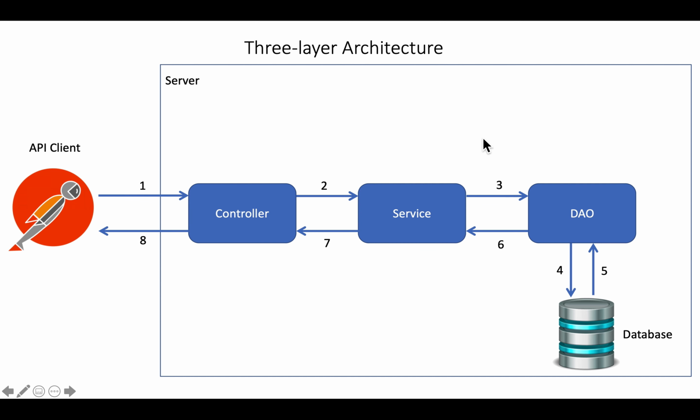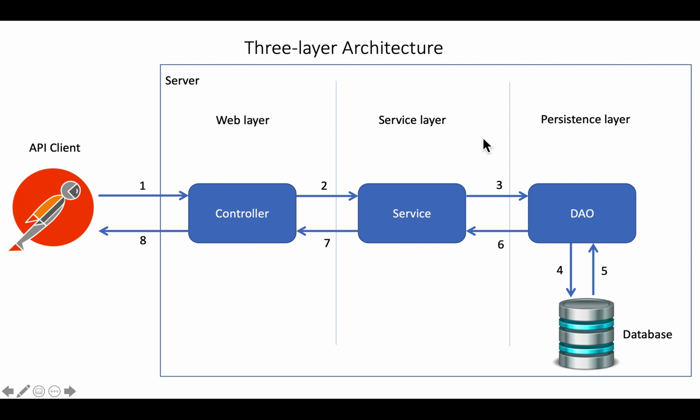Let's quickly review the three-layer architecture in web development. Three-layer architecture is a software architecture that can be used to develop flexible and loosely coupled web applications. So what do I mean by three-layered?